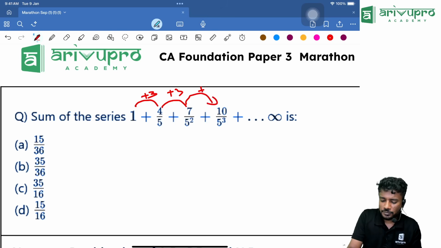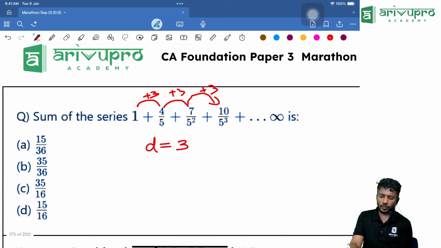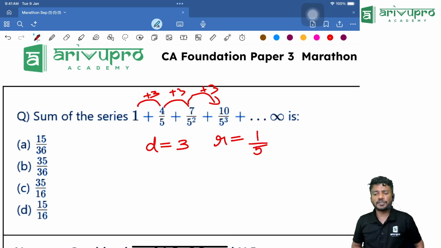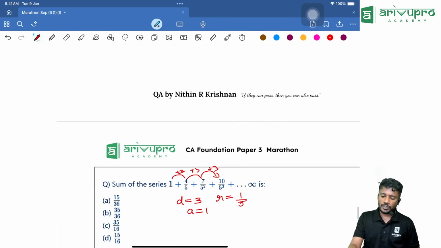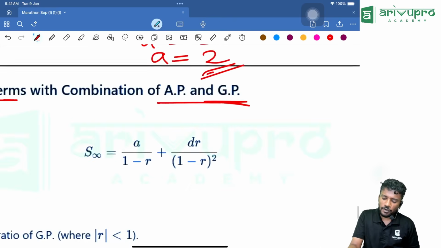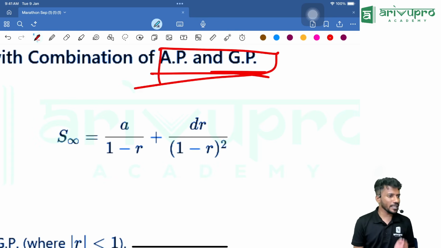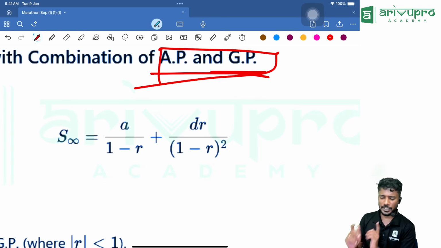Am I right? That means D value is how much? Common difference is how much? 3. Now, if you look into the denominator, what is happening? Everything is getting divided by 5. That means R value is how much? 1 by 5. Now, how much is the first term? A is equal to 1. Now, there is a formula for finding the sum of infinite terms when it is a combination of AP and GP. Usually the numerator will be in AP, denominator we will have that pattern in GP. Keep a note of this.